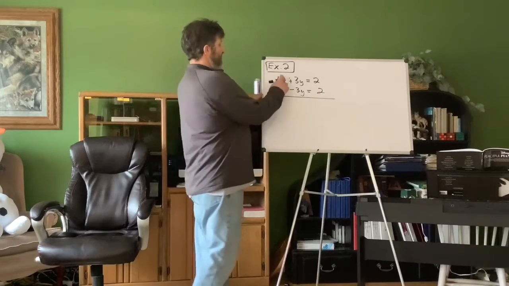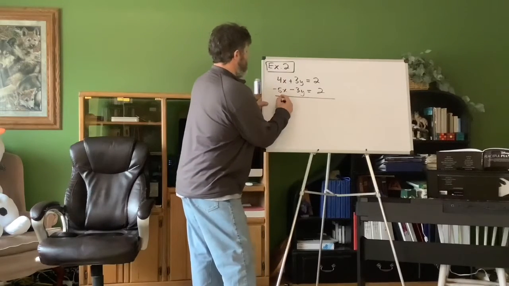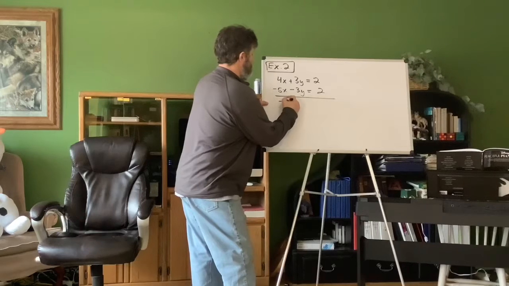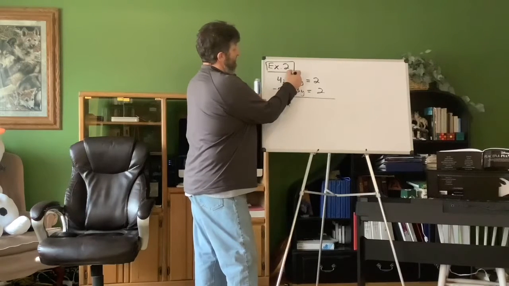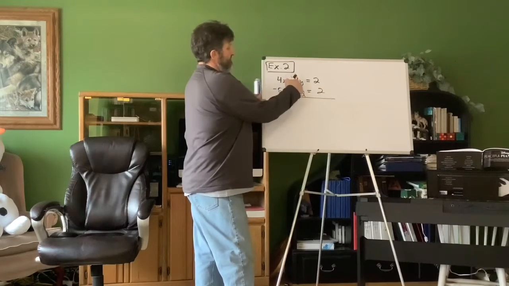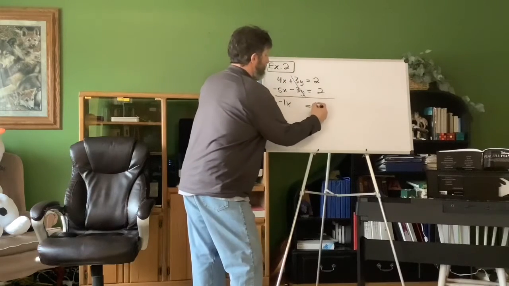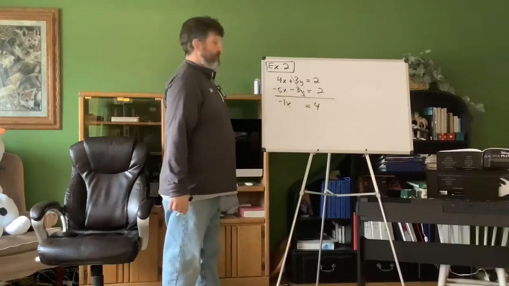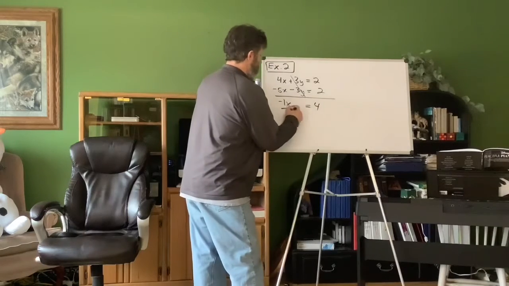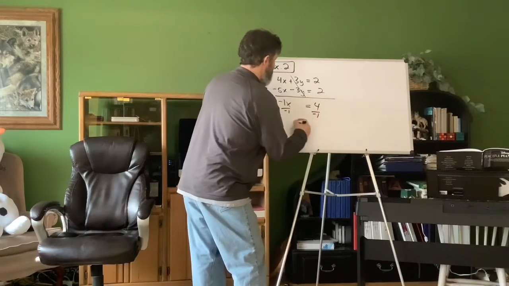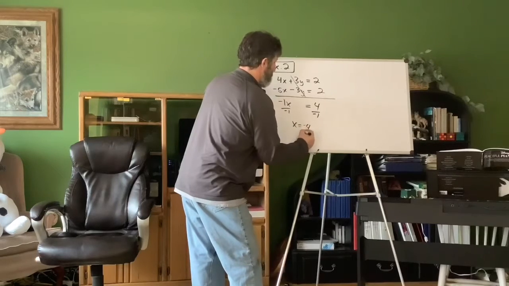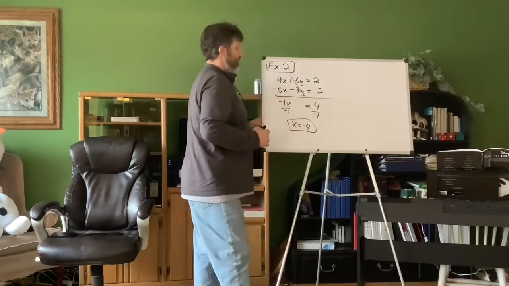So here I go. 4x minus 5x is -1x. Yay! Those guys eliminated. The same coefficient, opposite signs. It goes away. Equals 4. Okay? Okay, divide both sides by -1. X equals -4. You all know what to do with that.